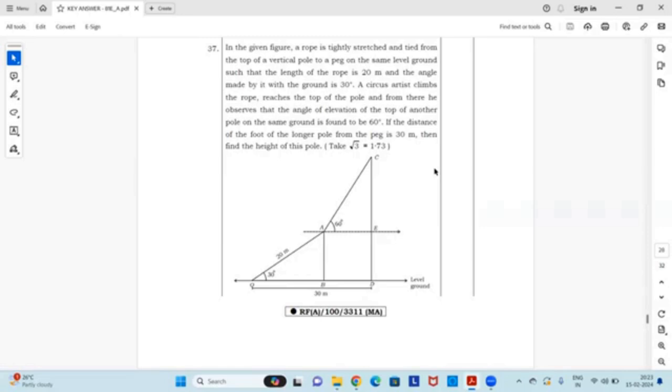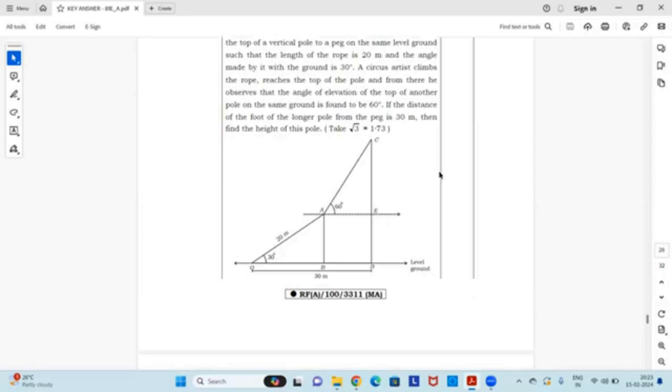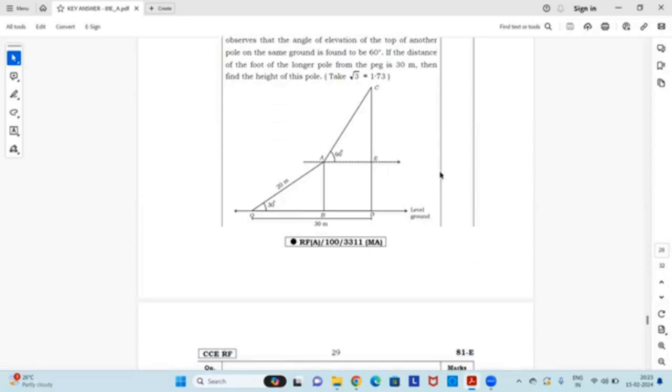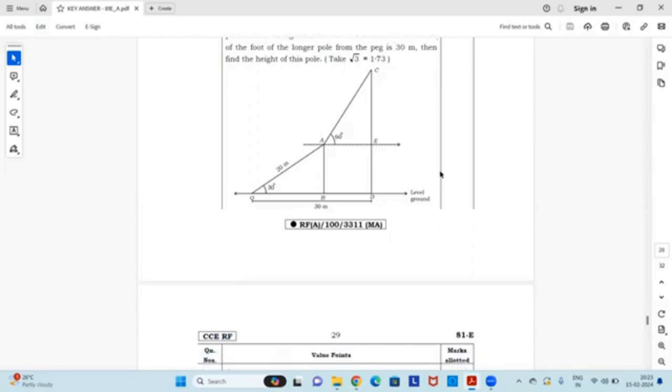A circus artist climbs the rope, reaches the top of the pole, and from there he observes that the angle of elevation of the top of another pole on the same ground is found to be 60 degrees. If the distance of the foot of the longer pole from the peg is 30 meters, then find the height of this pole. Okay. So draw the diagram like this so that you understand it.